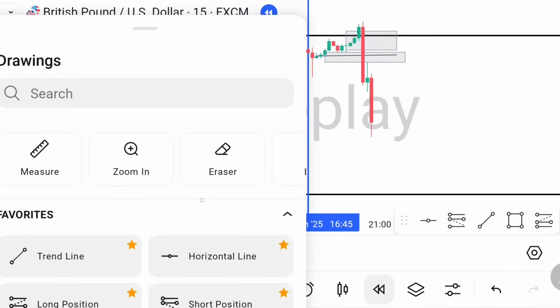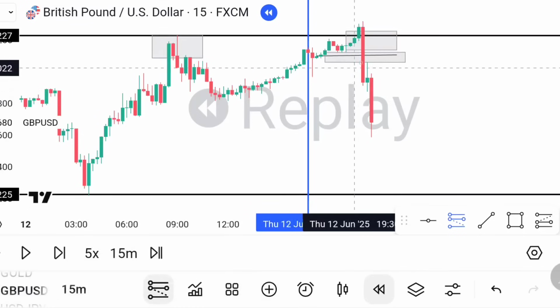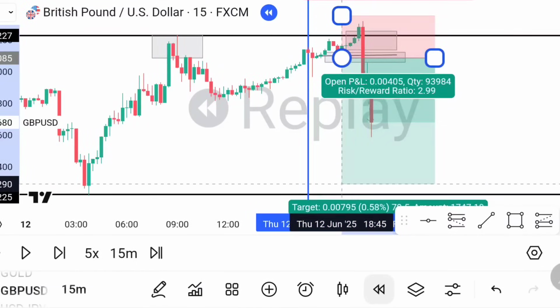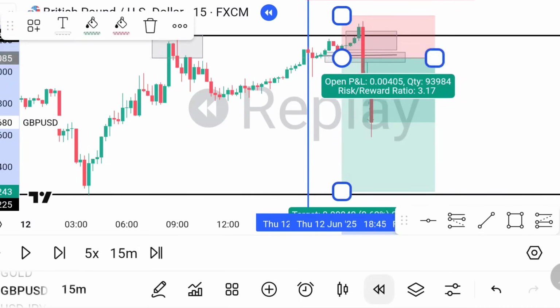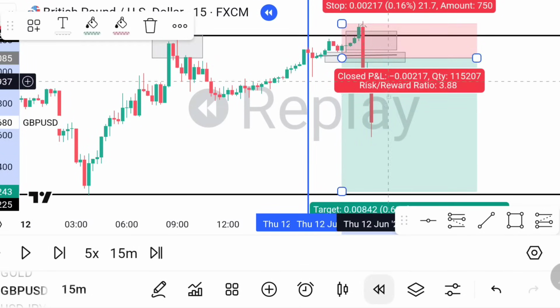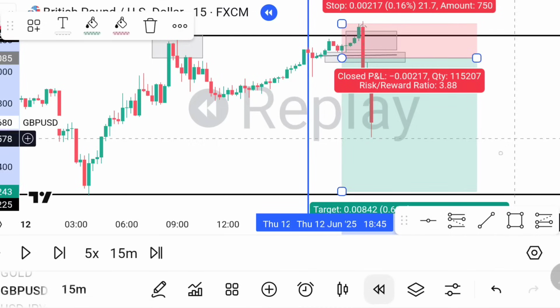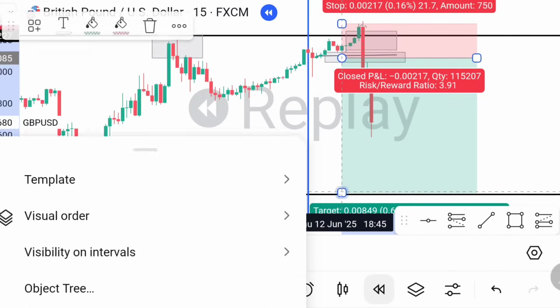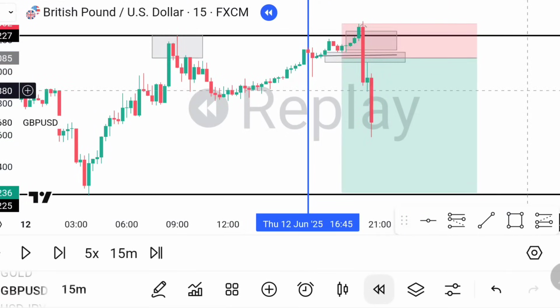So you could have a short here, and we are looking at taking our final take profit at the previous day's low, and this is like a 1:3.8 risk to reward ratio, 1:3.9 risk to reward ratio. So let's keep going.